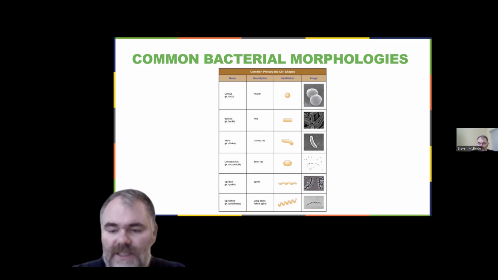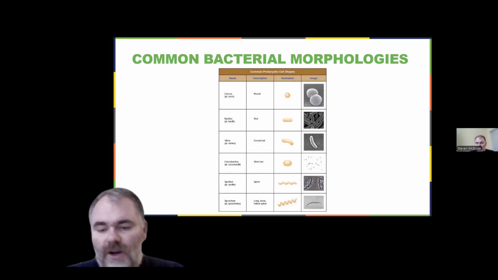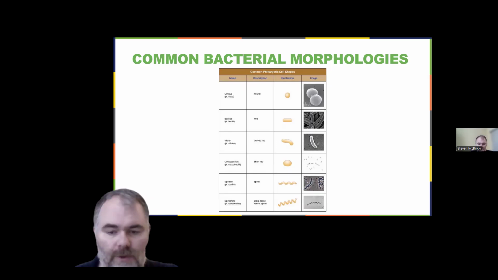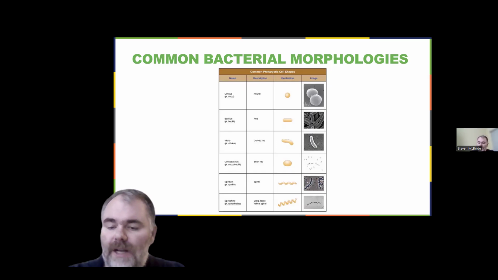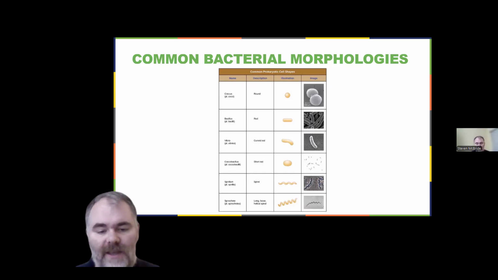Vibrios are curved rod-shaped bacteria. Their curved shape can influence how they move through aquatic environments. Spirilla are rigid, spiral-shaped bacteria that often move using external flagella. Spirochetes are also spiral-shaped, but they are thinner and more flexible. Many spirochetes move using specialized internal flagella, giving them a corkscrew-like motion. These shapes are not just useful for identification. Morphology can influence movement, nutrient uptake, attachment, and interactions with the environment.